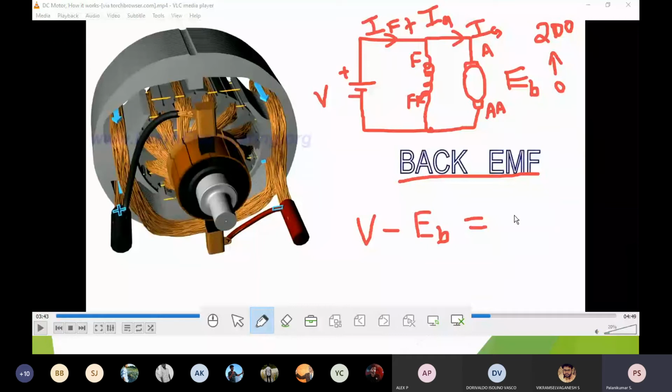This voltage divided by the armature resistance is going to be my Ia. Now if you assume 230 volts is supplied and the back EMF is 200, 30 volts will be there. Suppose the armature resistance is 2 ohms, then only 15 amps of current flows. The back EMF is directly proportional to the speed of the machine.